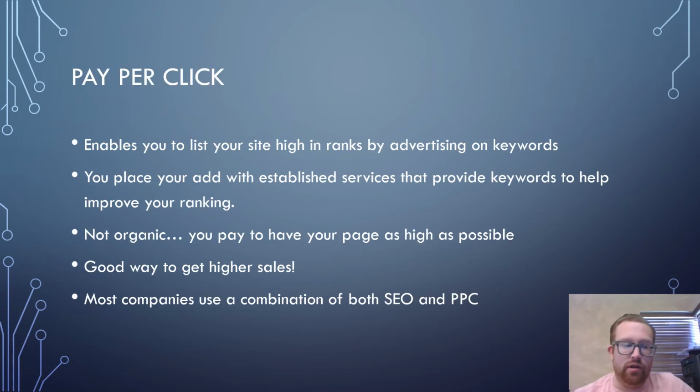All right, pay-per-click. In pay-per-click, this allows you to list your site in higher ranks by advertising on keywords. You generally want to pick keywords that relate to what your product or service is about. You place your ad with established services that provide keywords to help improve your ranking. It's considered to be not organic because SEO is organic, meaning you do it naturally. You pay to have your page as high as possible, and it's a good way to get higher sales.